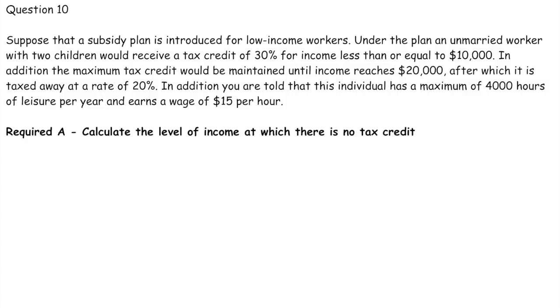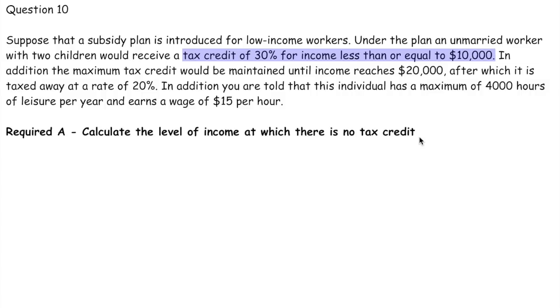tax credit. Now, in order to do that, we first need to calculate the maximum tax credit that would be possible under this plan. So in the problem, it tells you that the tax credit is 30%, and this is for income that is less than or equal to $10,000. And so you're going to get 30% of a tax credit for up to the first $10,000 of income you earn. And this maximum tax credit is going to be maintained until it reaches $20,000.